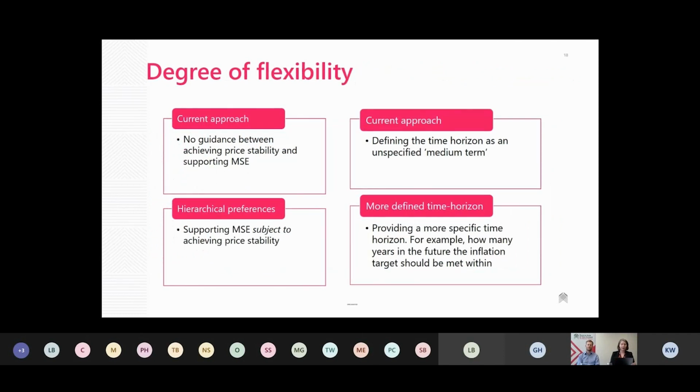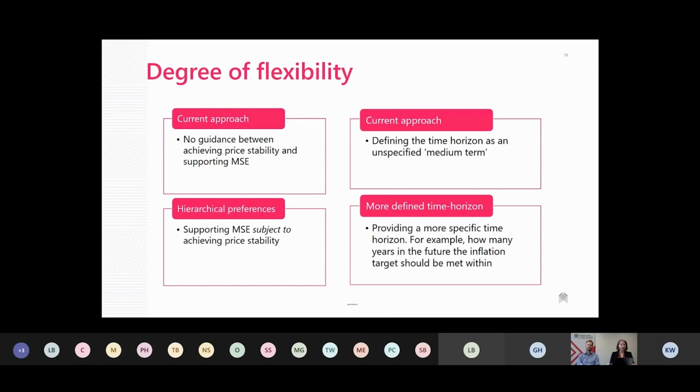So as Chris mentioned when he talked about the principles that we're looking at during this remit, the degree of flexibility is another key decision. And there are two main elements in the current remit that determine how flexible it is. There's a time horizon for returning inflation to target, which is currently defined as the medium term, but the remit could be more specific about what that means and set a number of quarters or years within which the committee should have inflation back to target. And then the other main element of flexibility is that the MPC is currently able to determine how to balance the objectives of supporting maximum sustainable employment and maintaining price stability, and they can adjust that depending on the context at the time.